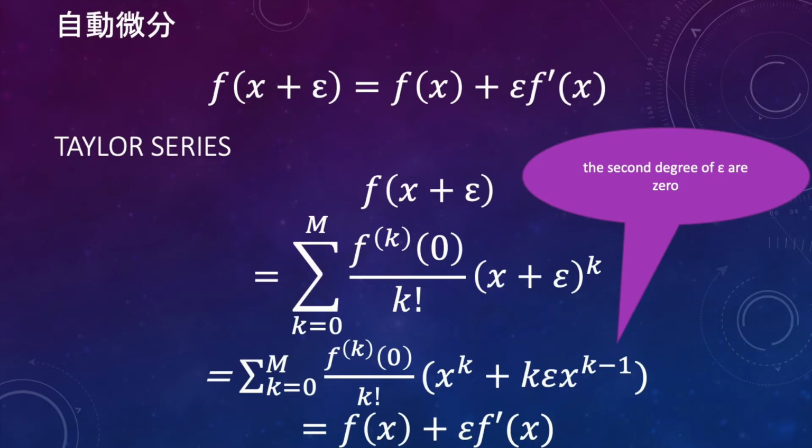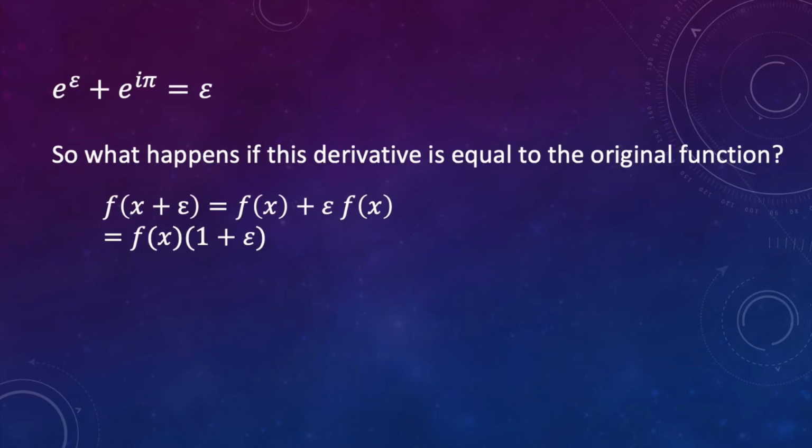We now consider the C^∞ class function. By using the Taylor expansion, we know that f(x + epsilon) is the sum of f(x) and epsilon multiplied by the derivative of f(x). However, for the binomial theorem, we use the fact that the terms above the second degree of epsilon are zero. So what happens if the derivative is equal to the original function?